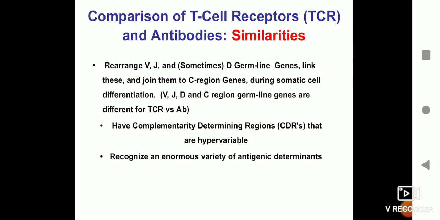And the third similarity is both TCR and BCR have the ability to recognize an enormous variety of antigenic determinants, and by now you would have understood why they have the ability to recognize so many different types of antigenic determinants. That's because of the hypervariability of the CDR or the complementarity determining region where the antigen binding domain is present. So these are the similarities between TCR and BCR.